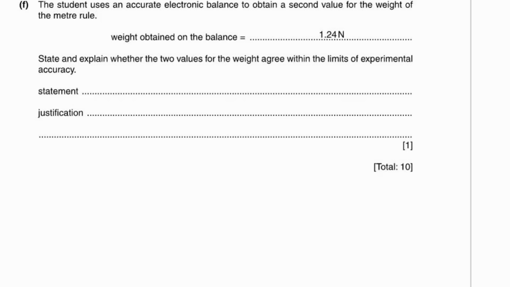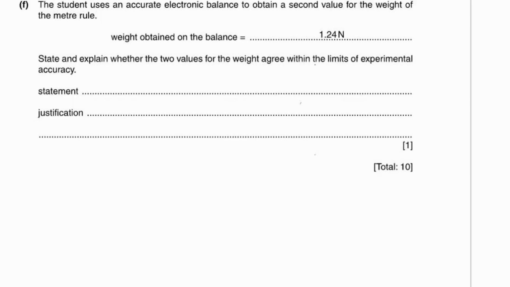There we go. Right, part F. The student uses an accurate electronic balance to obtain a second value for the weight of the meter rule. And it gets 1.24 newtons. State and explain whether the two values for the weight agree within the limits of experimental accuracy. Oh, interesting question.